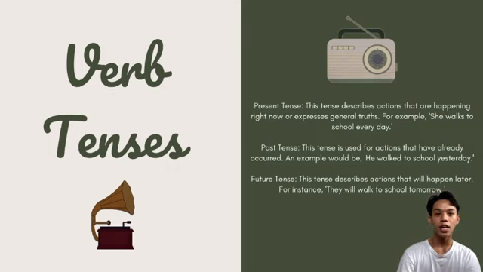For example, she walks to school every day. Second, past tense. This tense is used for actions that have already occurred. An example would be, he walked to school yesterday. Lastly, future tense. This tense describes actions that will happen later. For instance, they will walk to school tomorrow.